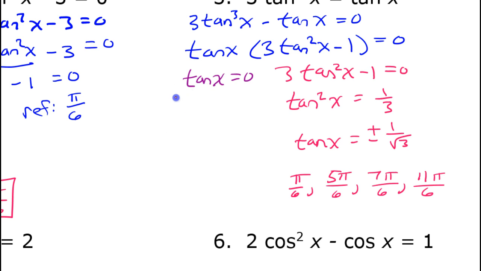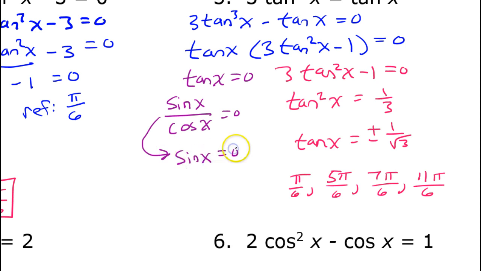Now tangent is sine over cosine. So I have sine over cosine is equal to 0. The only way for a fraction to equal 0 is if the numerator is equal to 0. So this means that sine x must equal 0. So I really can disregard the cosine. So where is sine of x equal to 0?